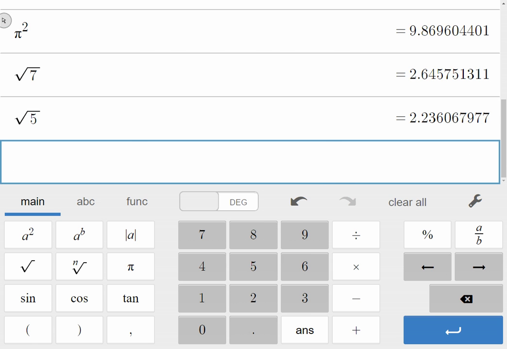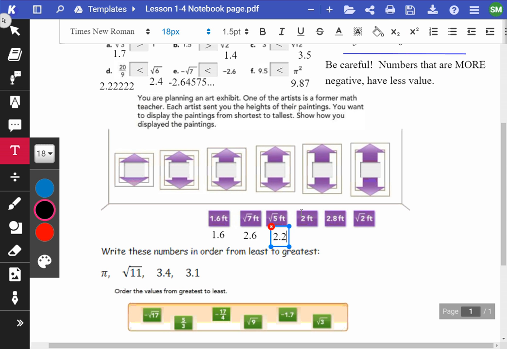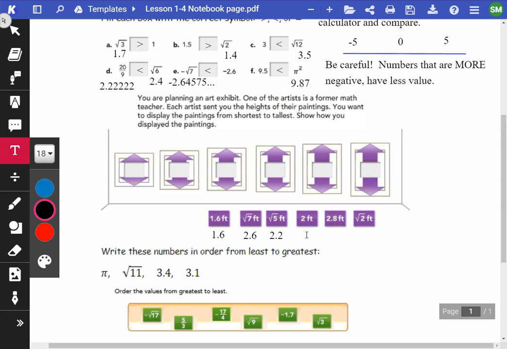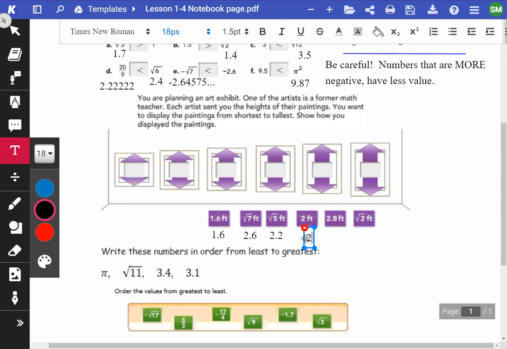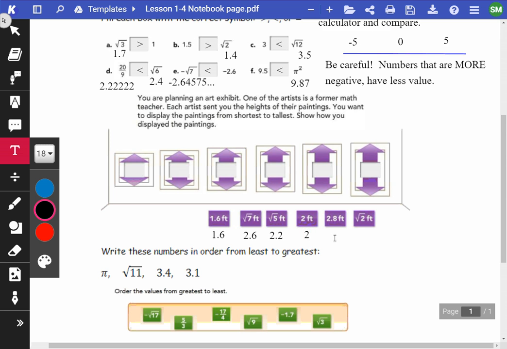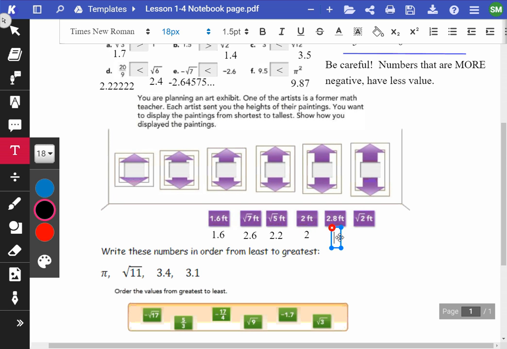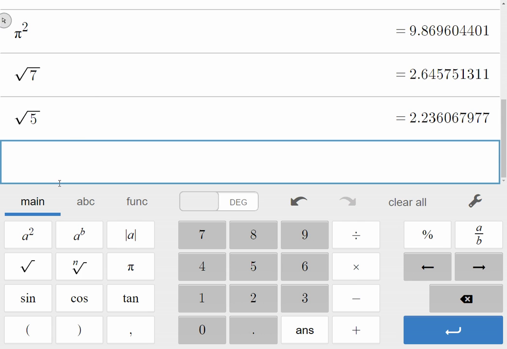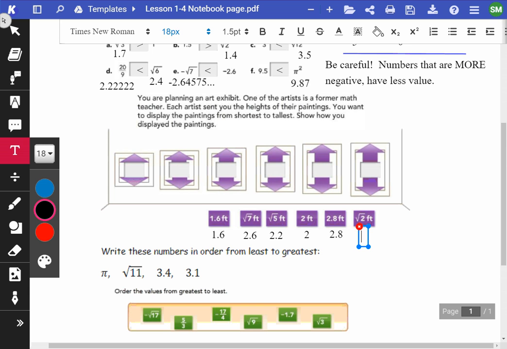That's about 2.2. Then I have 2 feet, so that's just 2. Then I have 2.8. I'm going to type that here. The reason I'm typing these all, even though I don't have to do anything, I'll show you in just a second, because then I need the square root of 2 feet. So the square root of 2 is about 1.4.